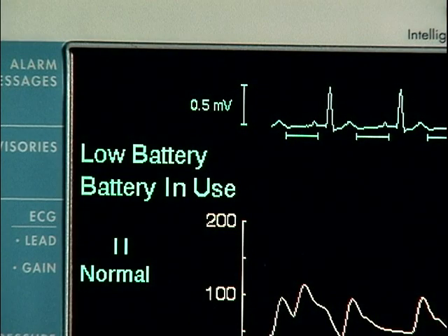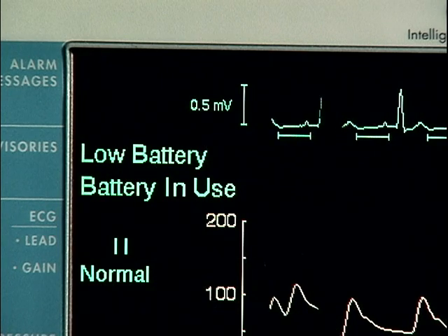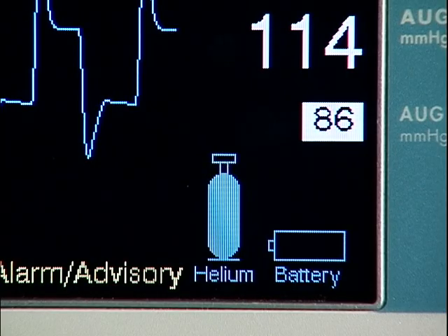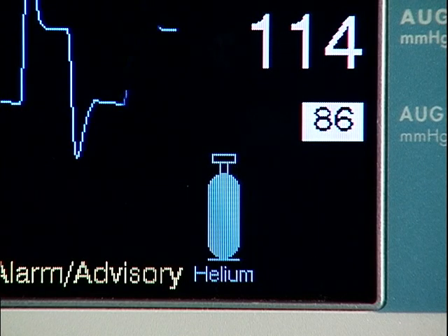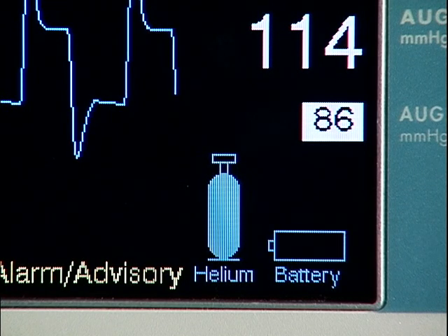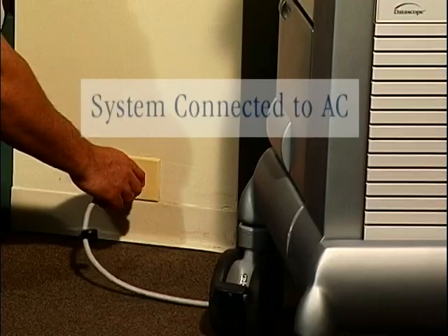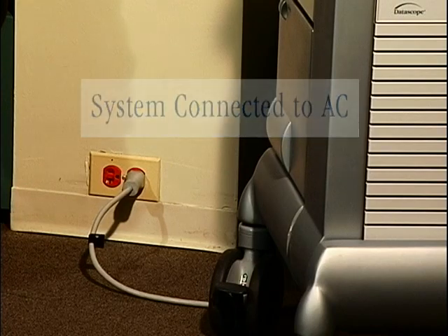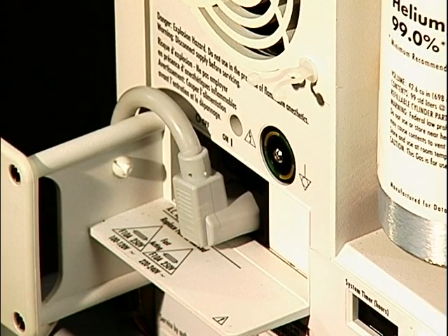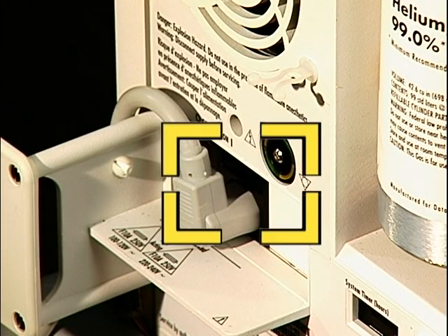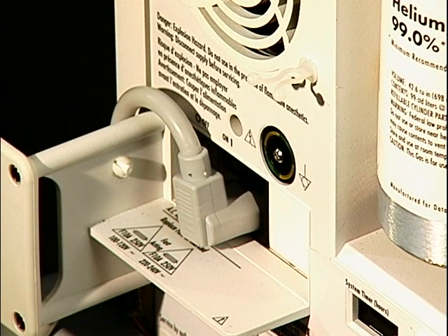The second all operations mode alert is low battery. The CS100 trips this alert whenever there is less than 30 minutes of operating time remaining in the battery. The operator should respond to this alert by verifying that the system is properly connected to an active AC power outlet and that the mains power switch, located here above the AC power cord connector, is on.